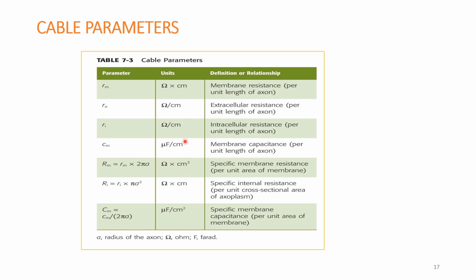So see the units. All resistances, these small letters, will be described in ohm per centimeter, and capacitance in microfarad per centimeter. Capital Rm is described in ohm into centimeter square. Ri is described in ohm per centimeter. Capital Cm units are microfarad per centimeter square.